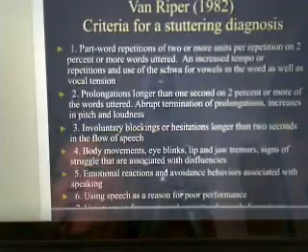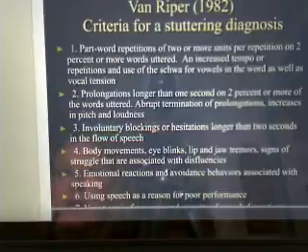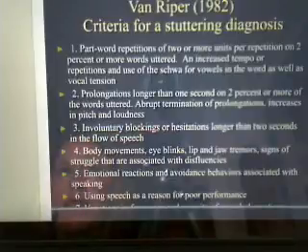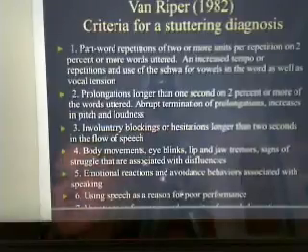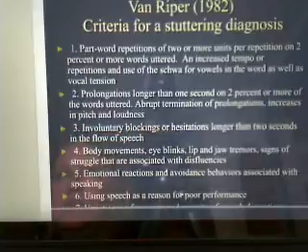So according to Van Riper, these are the different listings of the criteria for a true stuttering diagnosis, in that an individual should have part word repetitions of 2 or more units per repetition. Okay, so my example was when I was disfluent on the word basket earlier, I was repeating the b sound several times before I was able to get the word basket out. So it's again the repetitions 2 or more times per repetition, okay, on 2% or more of words uttered.